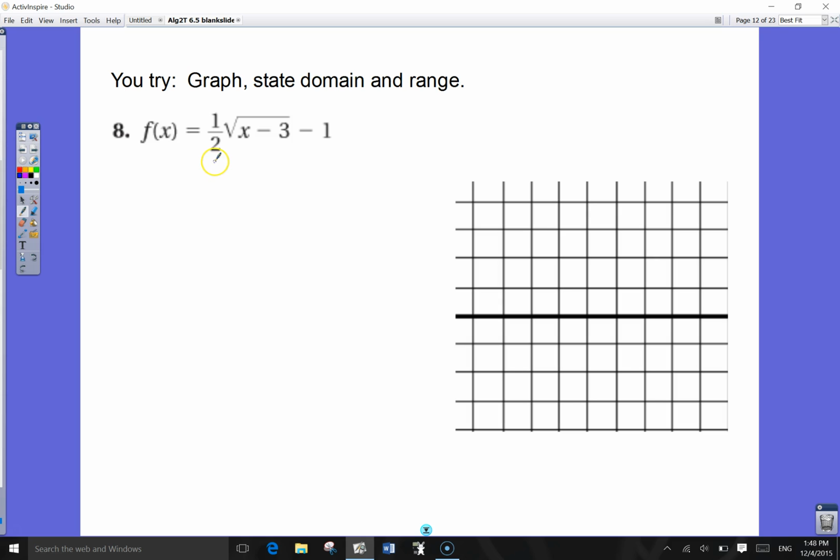Let me describe these transformations. That is a shrink. That is to the right. And that is down.